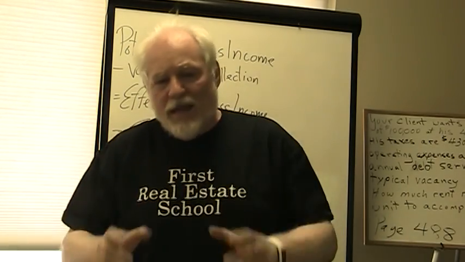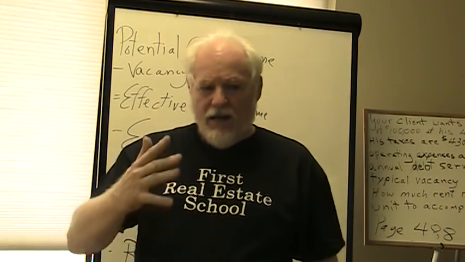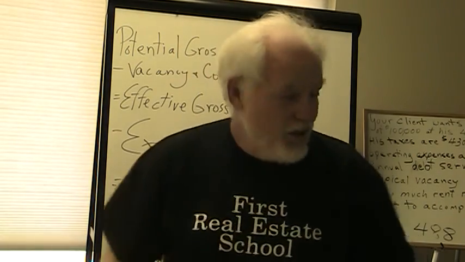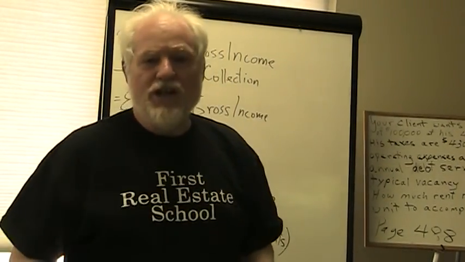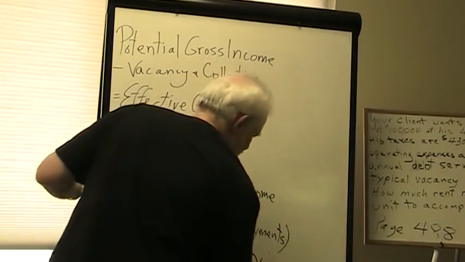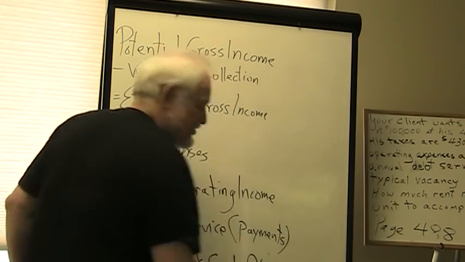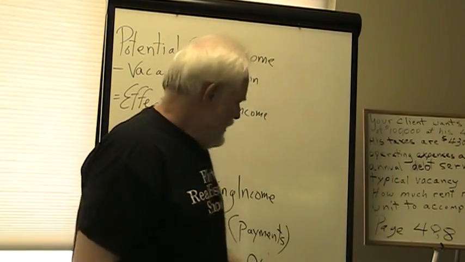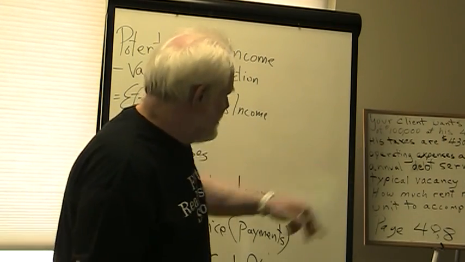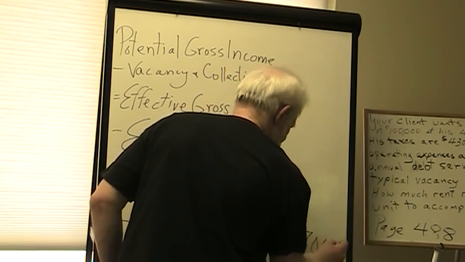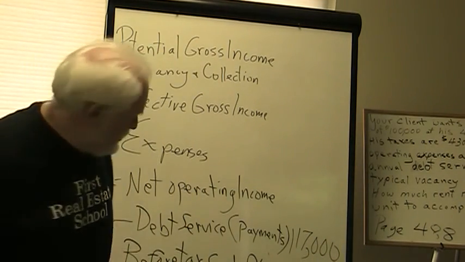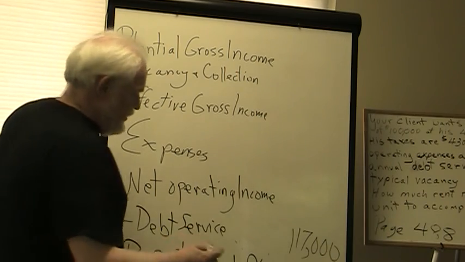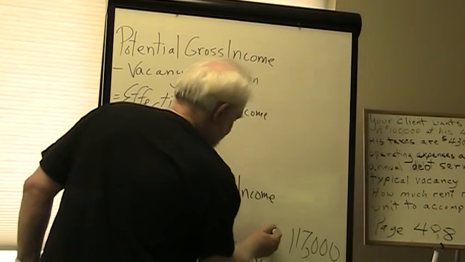But in this problem, they give us the numbers, and we have to do the arithmetic backwards in order to figure out what's what. It says our client wants a before-tax cash flow of $100,000. So you might call this the bottom line. When we get to the bottom line, our client says, I want $100,000 per year in income after I make my payments. Well, his payments are $117,000. Y'all already know that. So what we're going to do is take what we want to have left over at the end and add that to it.